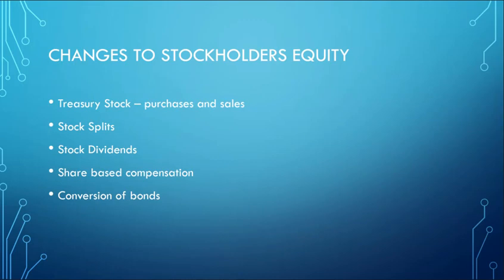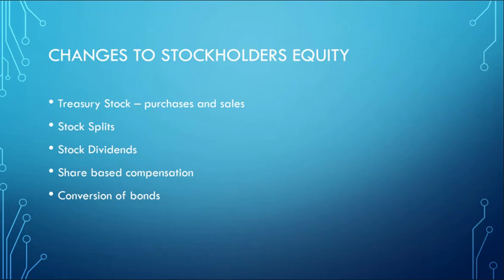So here are the changes that we need to understand going forward. Treasury stock, how to account for purchases and sales, stock splits, stock dividends, share-based compensation, and conversion of bonds. So treasury stock is when a company buys their own shares in the marketplace. They go onto the stock exchange and buy their own shares.